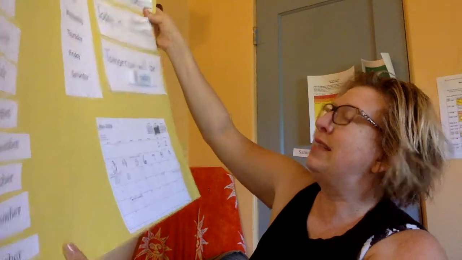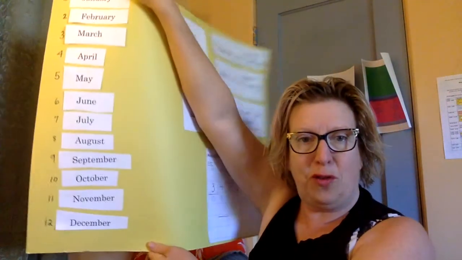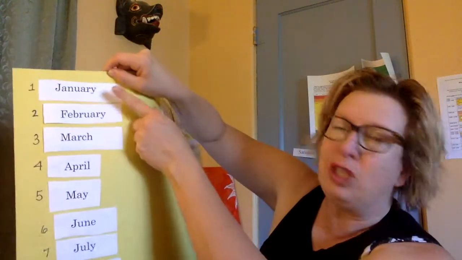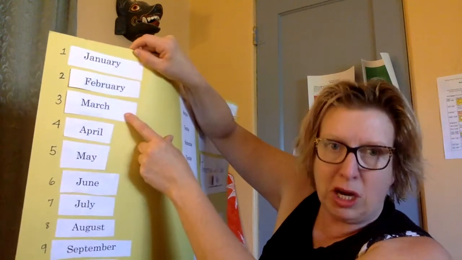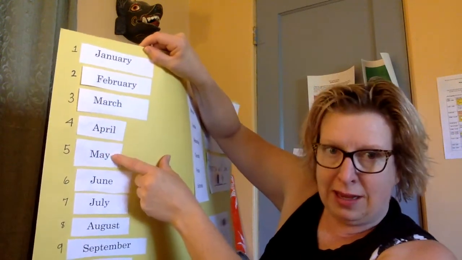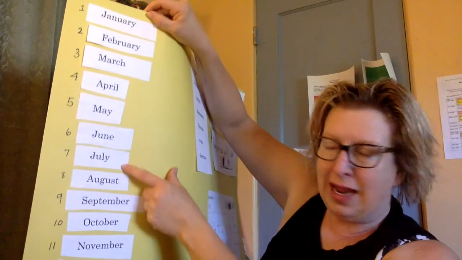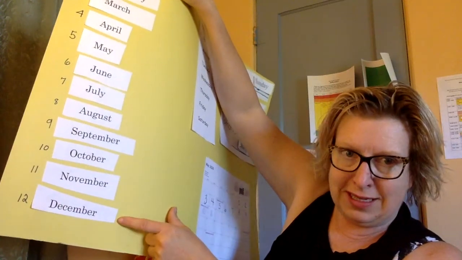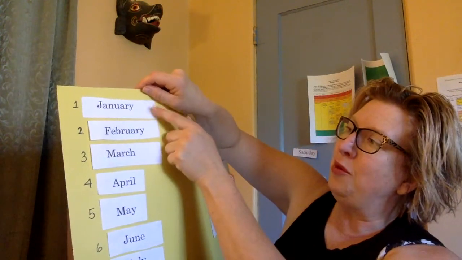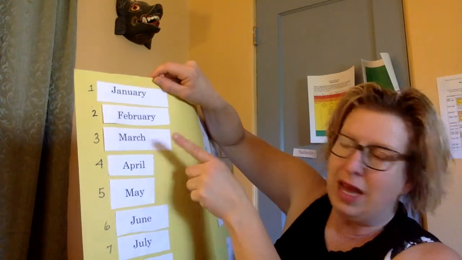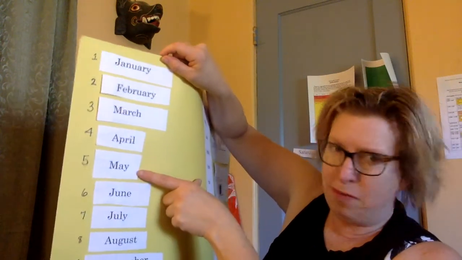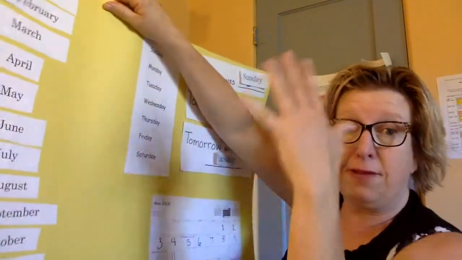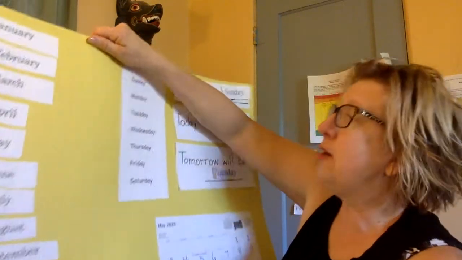But today is Wednesday, so let's review the months of the year. We have January, February, March, April, May, June, July, August, September, October, November, December, and then January, February, March, April? No, it is not April. May? Yes, it is the merry month of May. And it is the fifth month of the year.